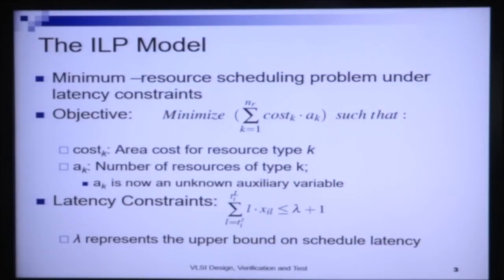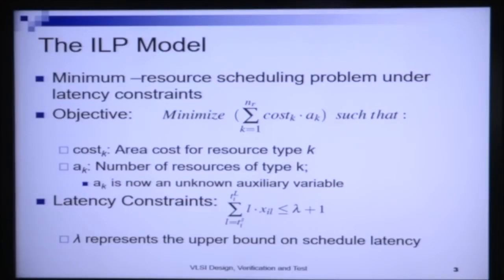An important thing to note here is that unlike the resource constraint scheduling problem, ak is not known. That means the number of resources of type k is not known. It is now an unknown auxiliary variable, and that has to be determined by appropriately scheduling the operations. Also, in this problem, we need a specific latency constraint, and let us say that the latency constraint given to us is lambda.